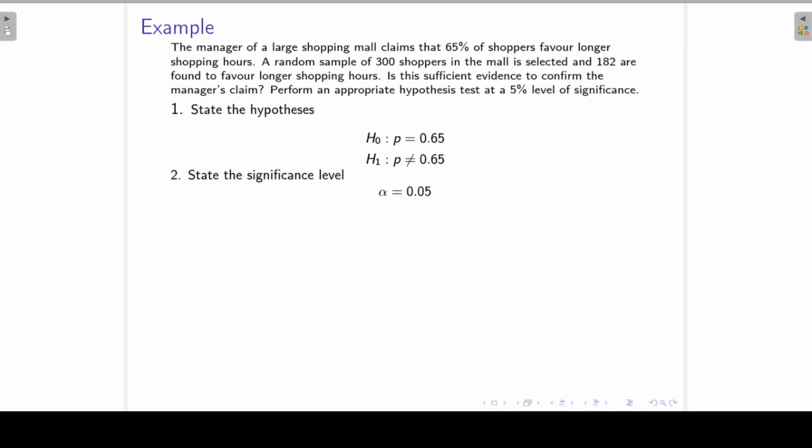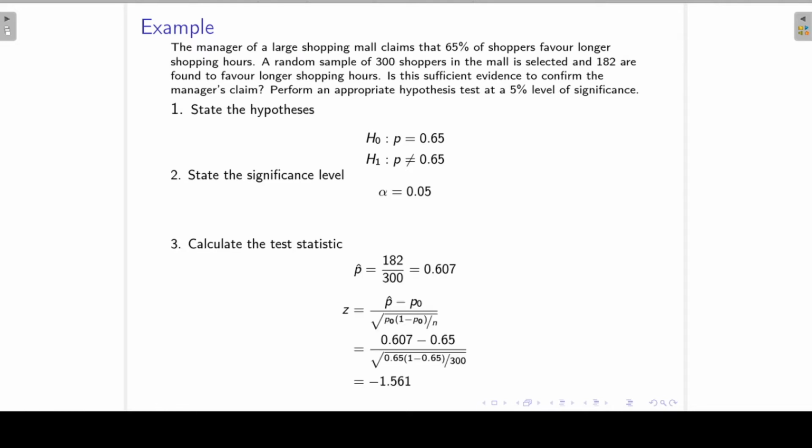In step 3, we calculate our test statistic value by substituting the sample information into our formula. So first of all, we want to find the sample proportion, which we call P hat. And that will be the 182 shoppers found in favor of the longer shopping hours divided by the total number of shoppers selected. So that's 182 over 300 to give us a sample proportion of 0.607. And now we substitute it into our formula for the test statistic.